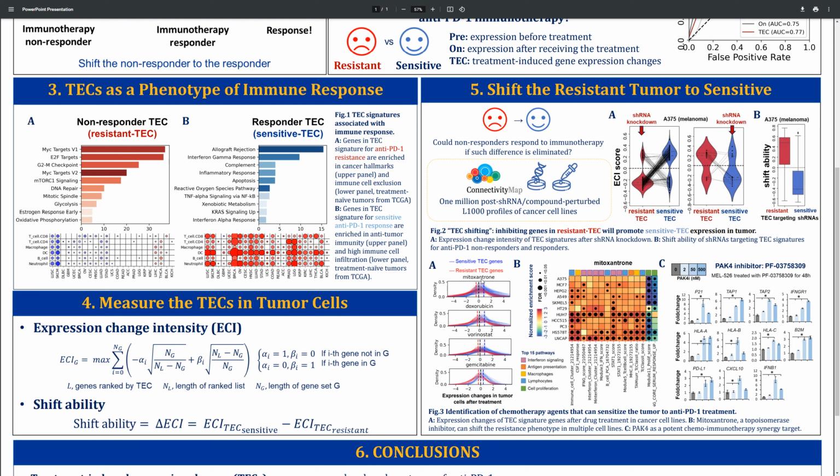We performed an in silico screening on 5,000 drugs and compounds, measuring the treatment-induced gene expression changes and quantifying their shift ability. These are the top hits we identified, and they are cases that have already been used in clinics to combine with immunotherapy for enhancing the treatment response. You can see the drug treatment will inhibit the non-responder's TAC and at the same time promote the cell to express more responder's TAC genes.